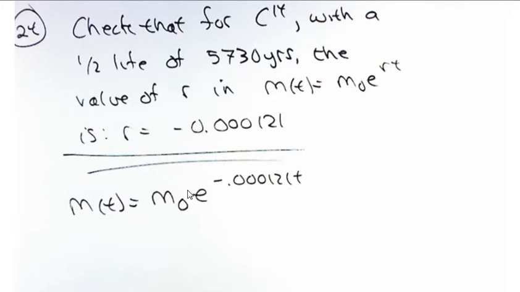the burial cloth of an Egyptian mummy is estimated to contain 59% of the carbon-14 it contained originally. How long ago was the mummy buried? They're not giving us a whole lot here, are they? Let's take a look at our variables, m sub 0, and t.